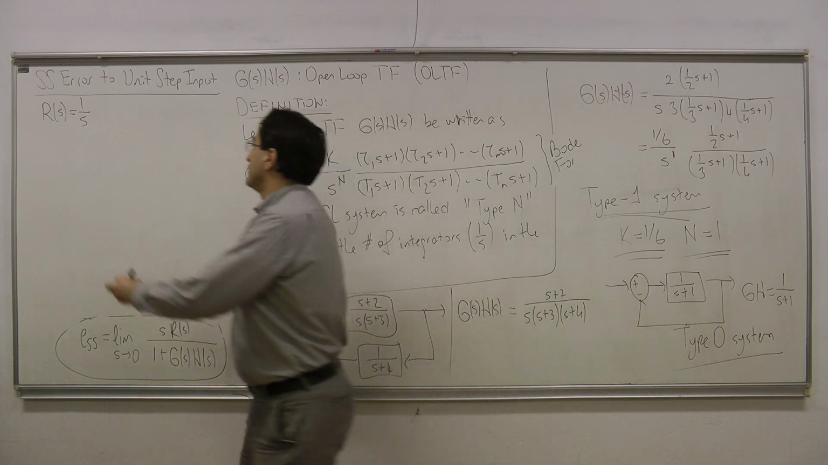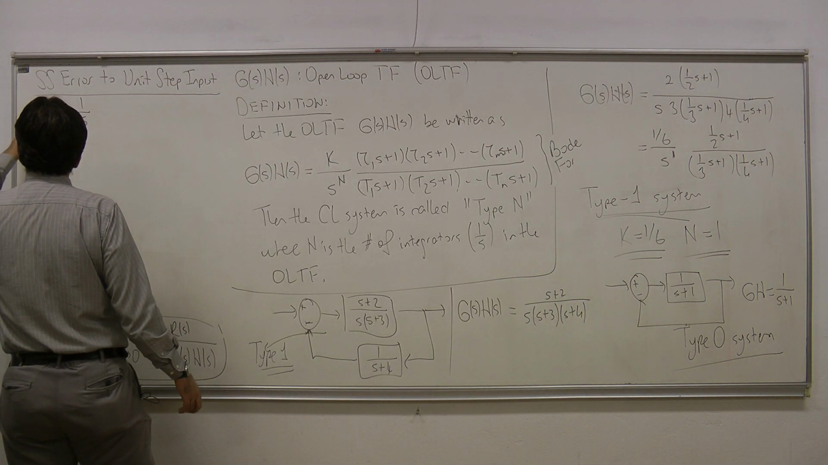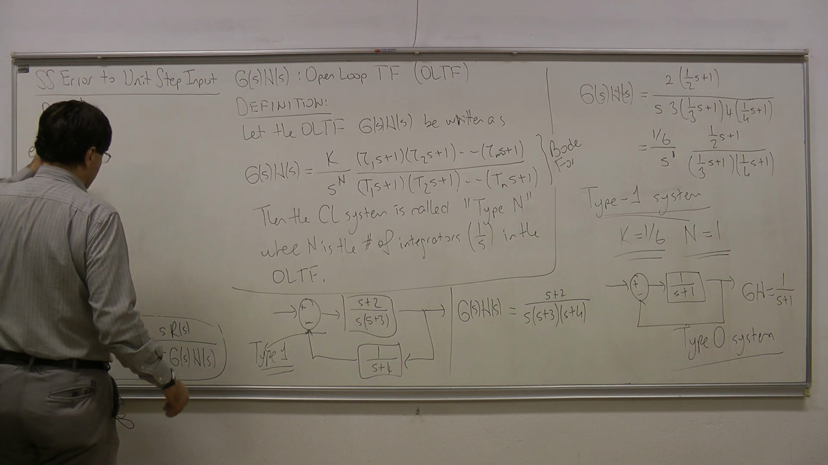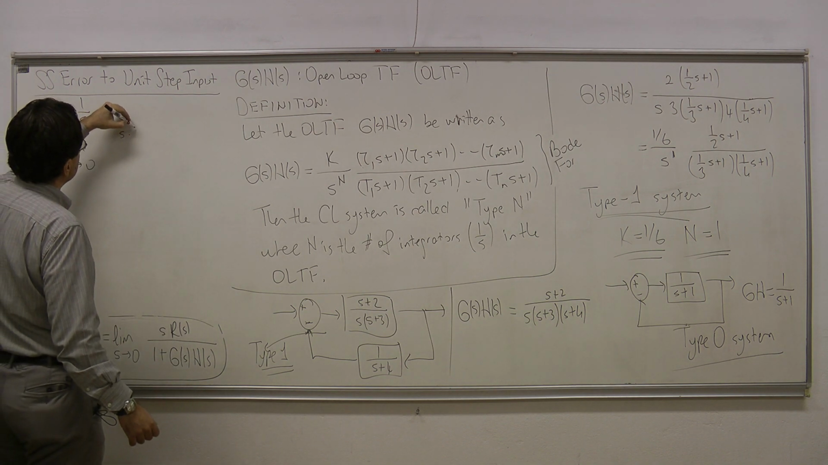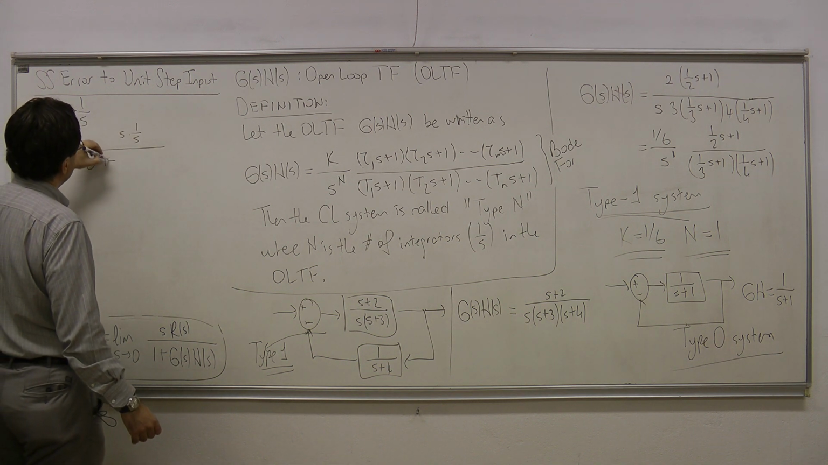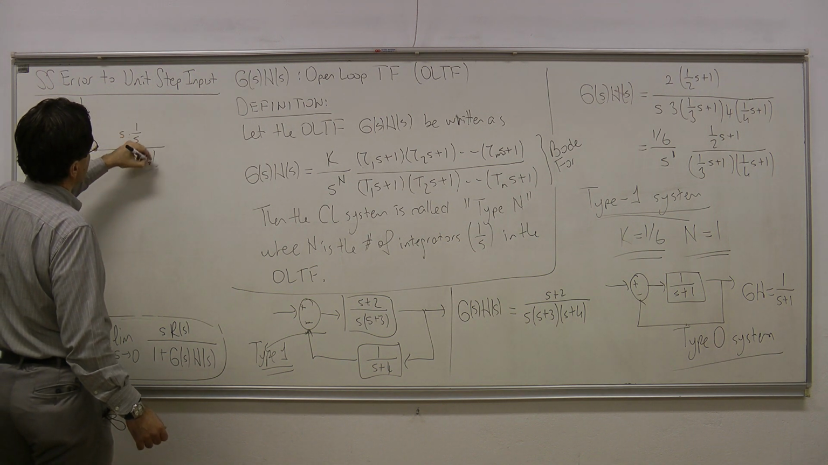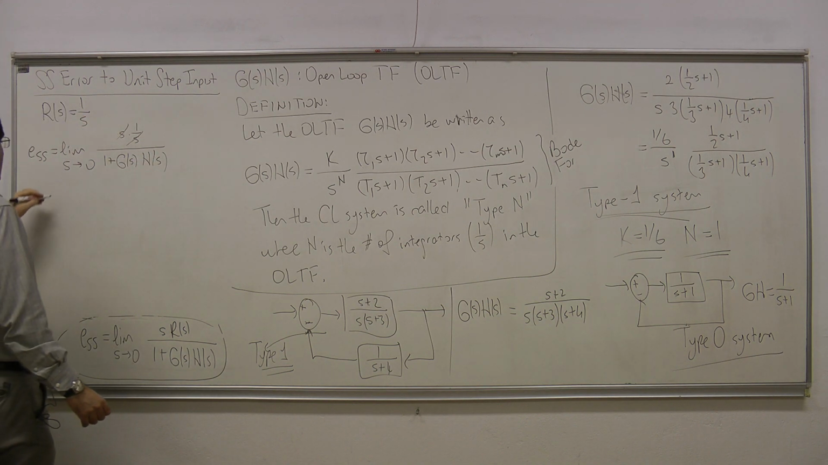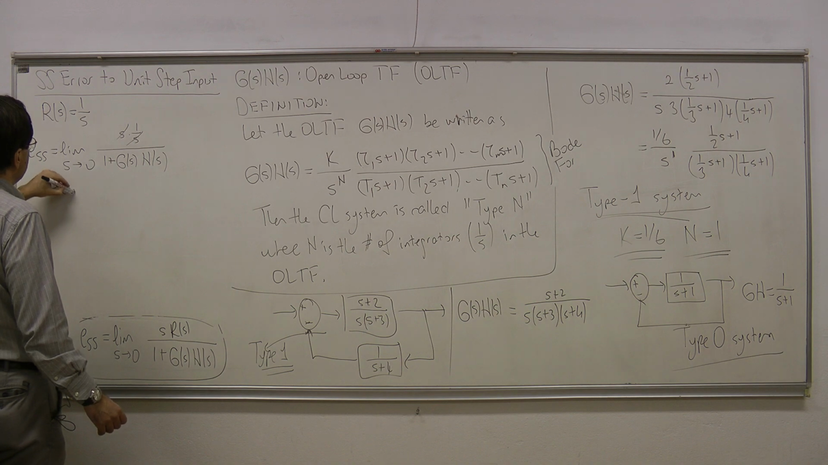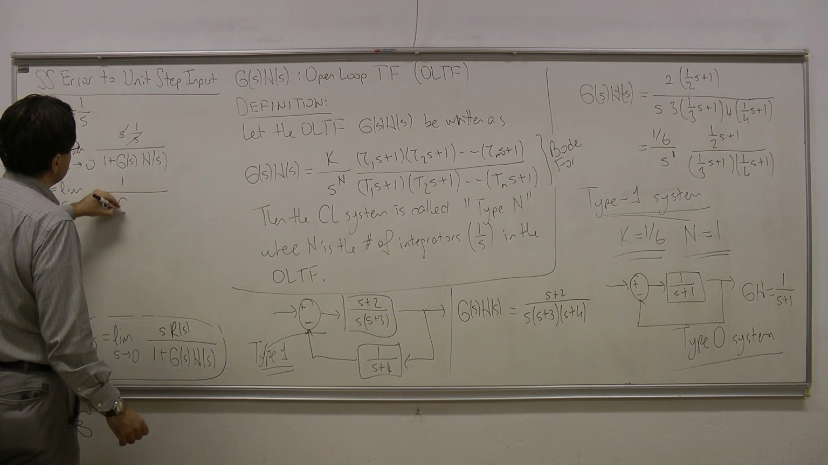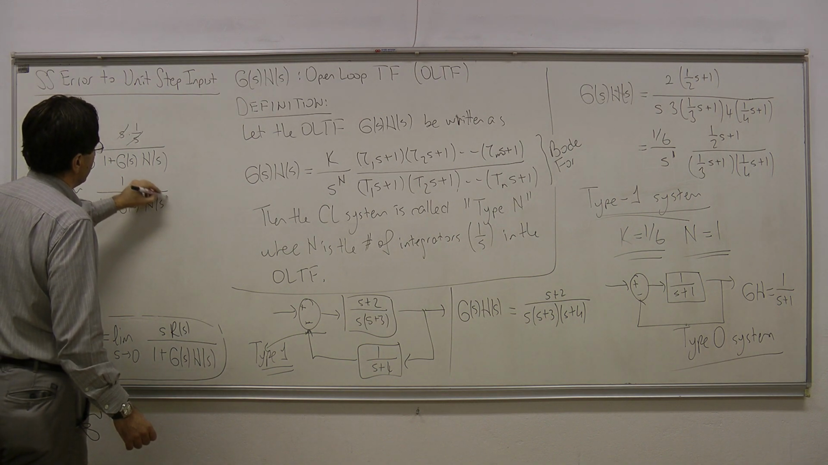Okay? So in that case, the steady-state error is equal to limit as s goes to 0 of s times R of s, where R of s is 1 over s, divided by 1 plus G of s, H of s. So these s's are going to cancel each other, and I will end up with limit as s goes to 0 of 1 over 1 plus G of s, H of s.